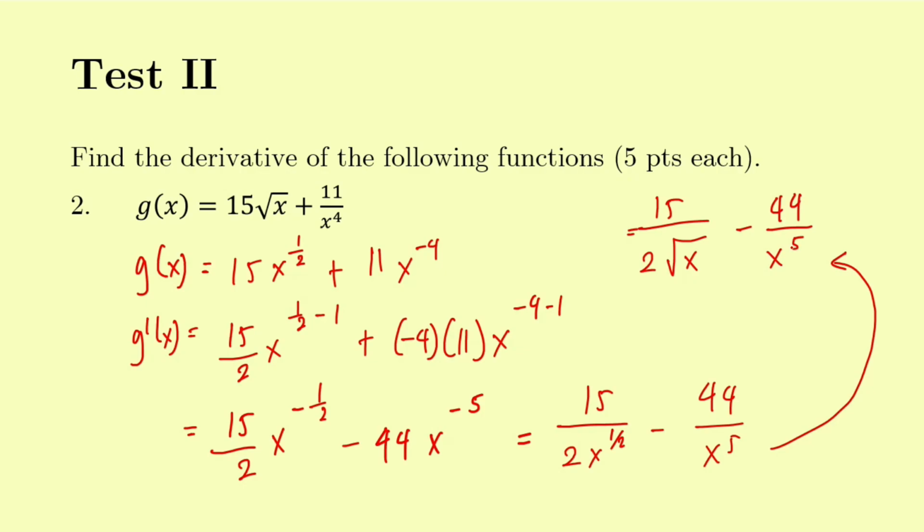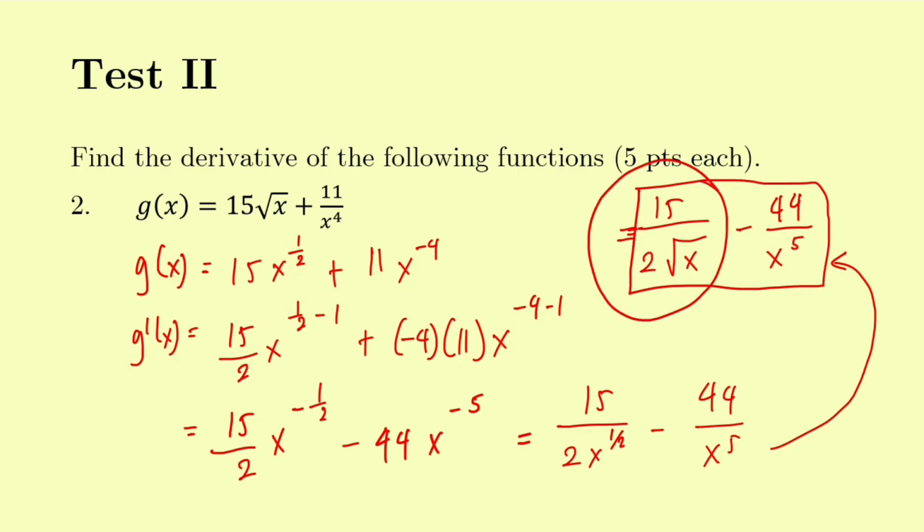So in some references, you may be asked to rationalize the answer, but in my case, I will not require that. So this will suffice as your final answer. But if you need to rationalize, you just need to multiply square root of x to both sides of this fraction, for this first term. Anyway, again, this will suffice as your final answer.